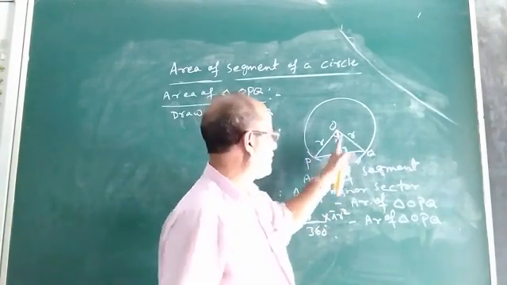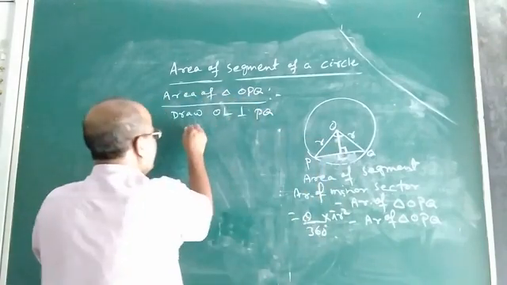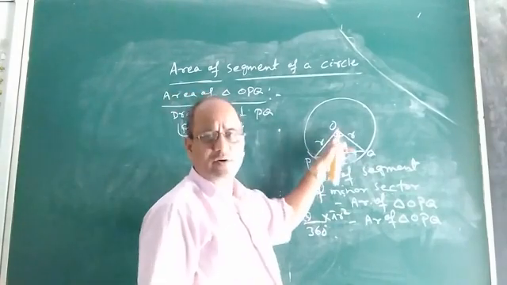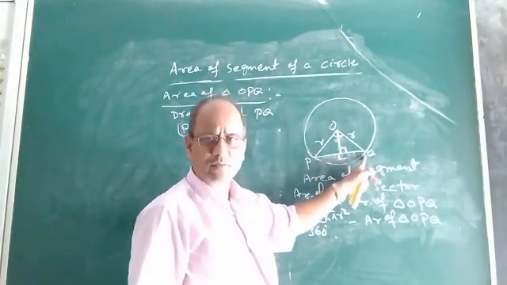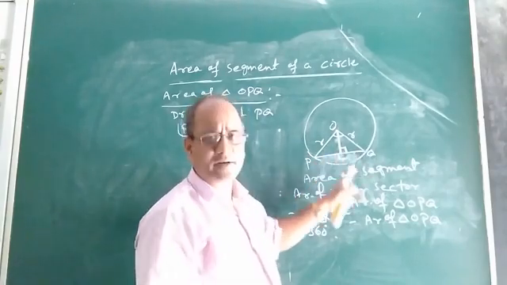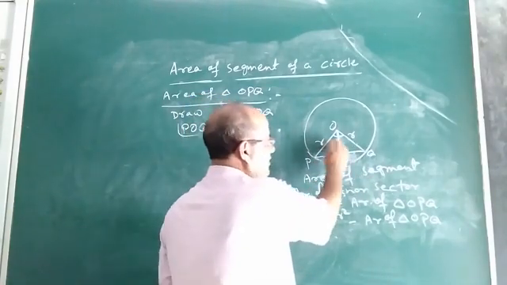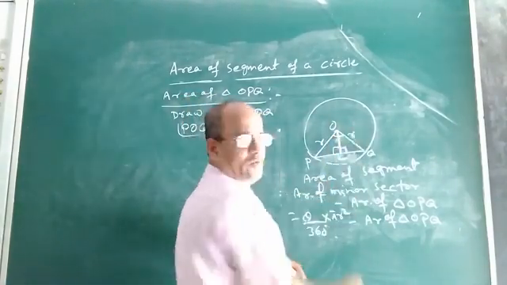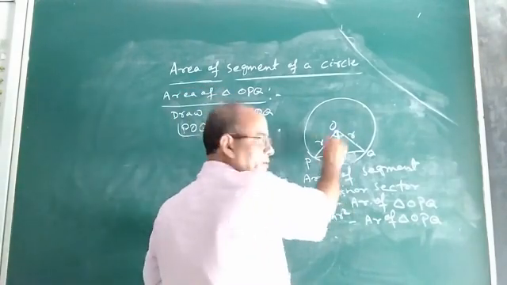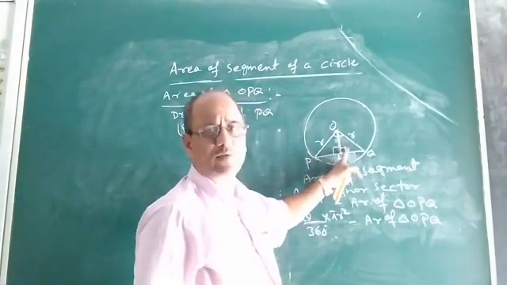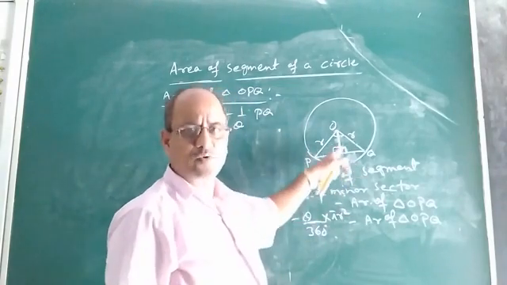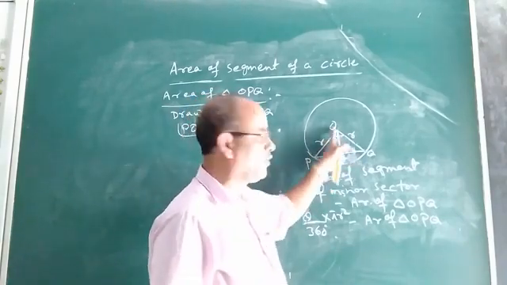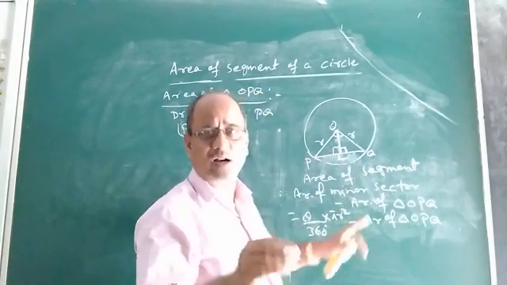Now angle POQ is given as theta, the sector angle theta. When we draw a perpendicular OL to PQ, OPQ is divided into two right angle triangles. You can easily prove that these two triangles are congruent. How? OP and OQ are equal because they are the same radii. OL is common. And both angles are 90 degrees, because we have drawn OL perpendicular to PQ. So by the RHS congruence condition, triangle OPL and triangle OQL are congruent.